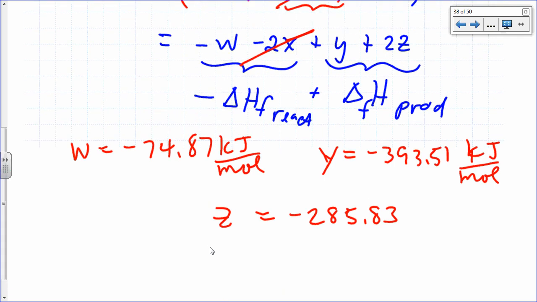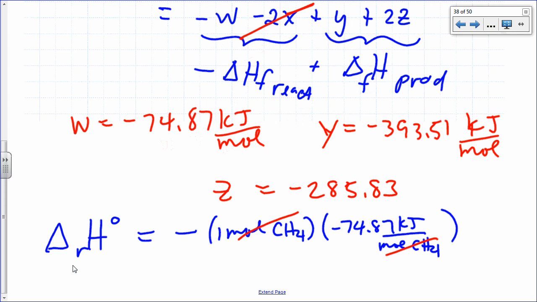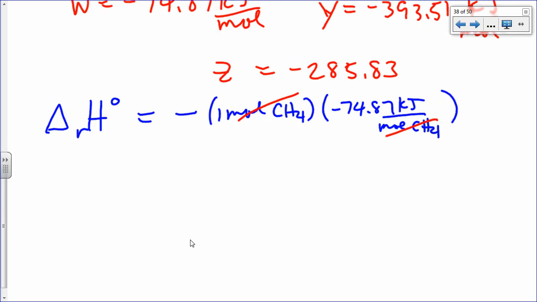So what would be our delta H for this reaction? Standard delta H for this reaction equals, it's negative W, so negative of 1 mole of CH4 times negative 74.87 kilojoules per mole of CH4. You really want to be thorough with the way you handle units.